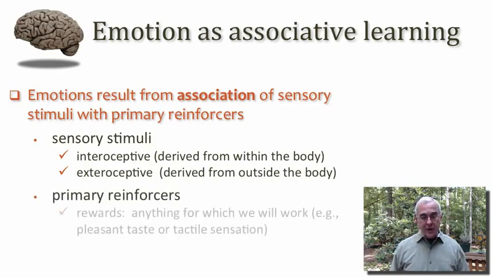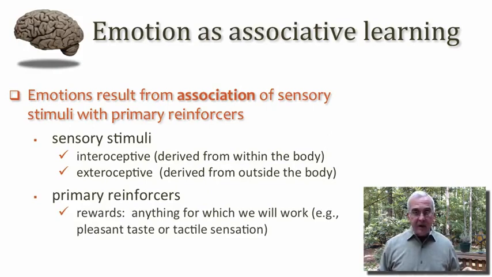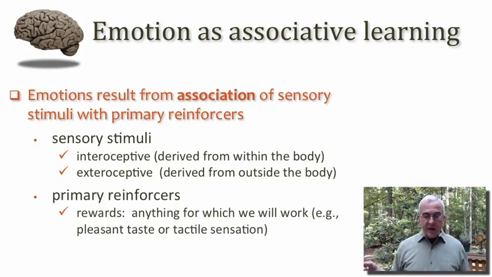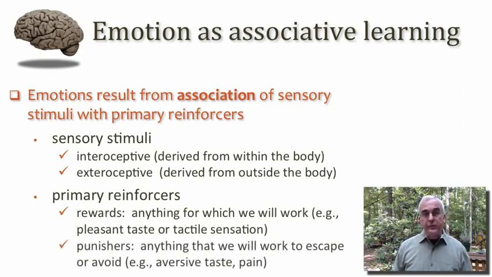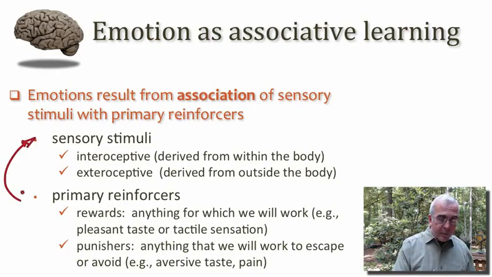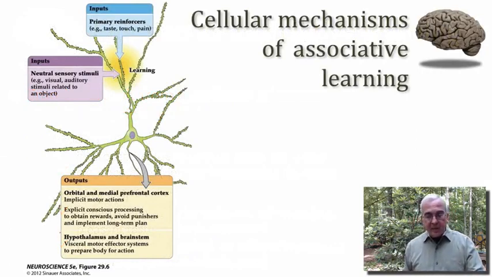The primary reinforcers are those experiences that have some intrinsic value to them. They may be rewards, which could be anything for which we might work, such as a pleasant taste or a tactile sensation. These reinforcers could be punishers, which would be anything that we will actually work to escape or to avoid. It could be an aversive taste, it could be a painful experience of one dimension or another. So the job then for building up an emotion would be to create some kind of association between primary reinforcers and sensory stimuli. And so here's how we imagine this might happen at the neuronal level.